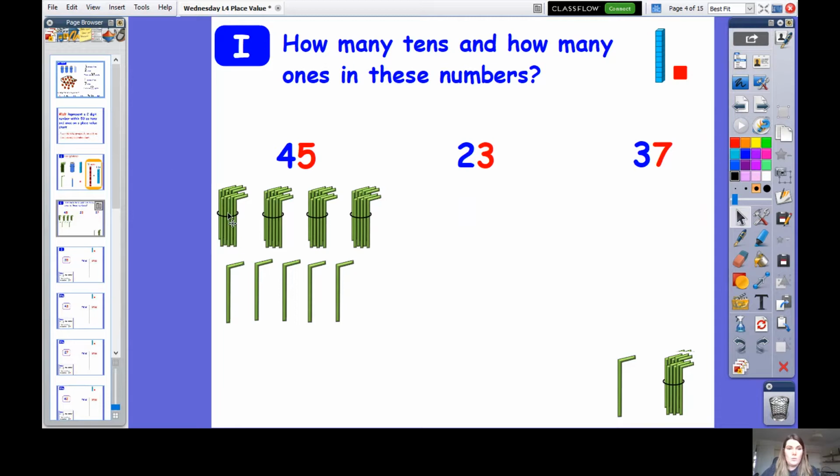I need 4. Well done. 1, 2, 3, 4. And how many 1s do I need? 5 1s. Well done. 1, 2, 3, 4, 5. Have I represented it? I absolutely had.